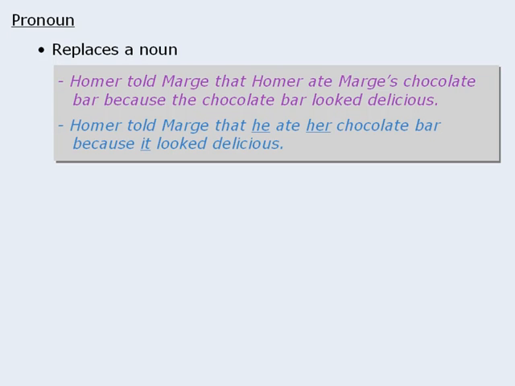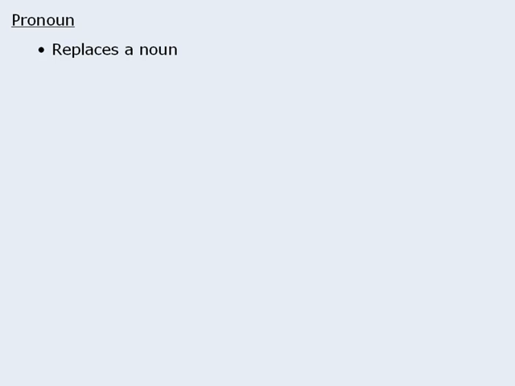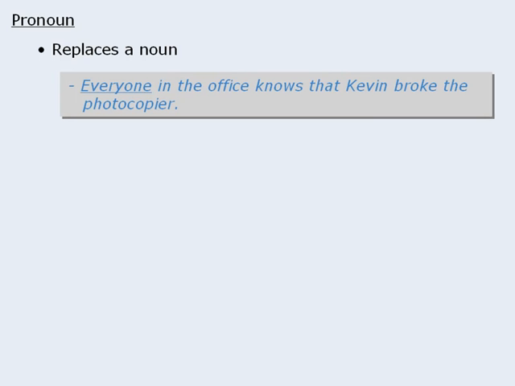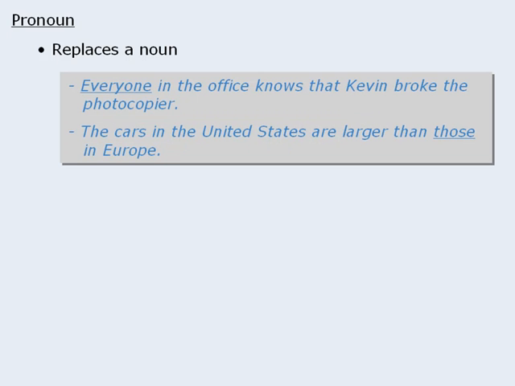Now let's look at some other examples of sentences featuring pronouns. First, we have, "Everyone in the office knows that Kevin broke the photocopier." In this sentence, the pronoun everyone is used in place of listing everyone in the office. Now consider this sentence. "The cars in the United States are larger than those in Europe." Here, instead of saying "the cars in the United States are larger than the cars in Europe," we can use the pronoun those in place of the cars.